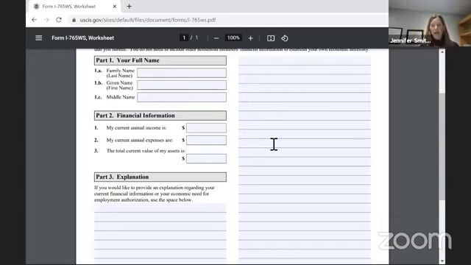I prefer that you gather something for every month of every year you've been in the United States. That's like the best case scenario.